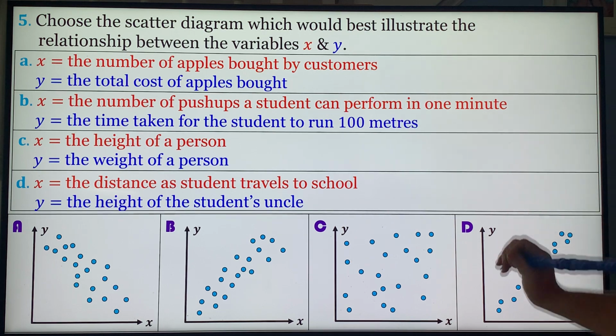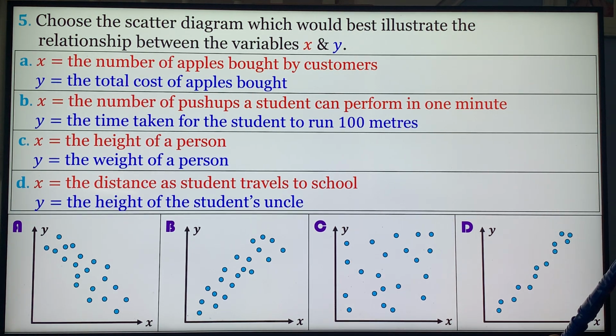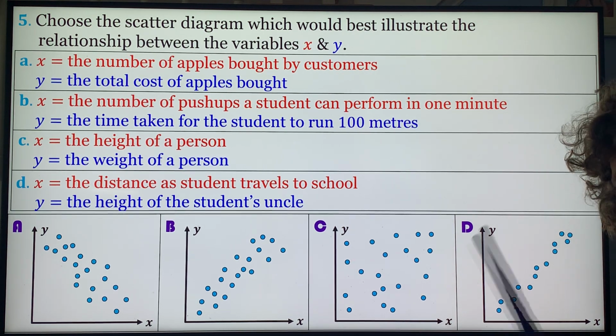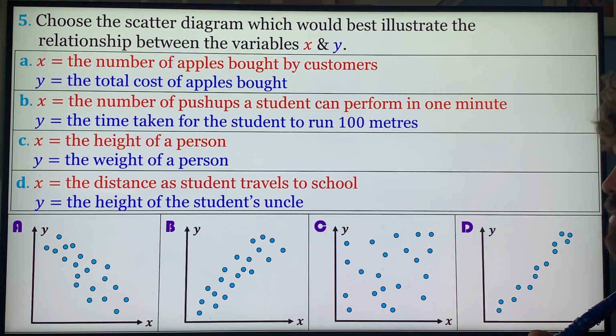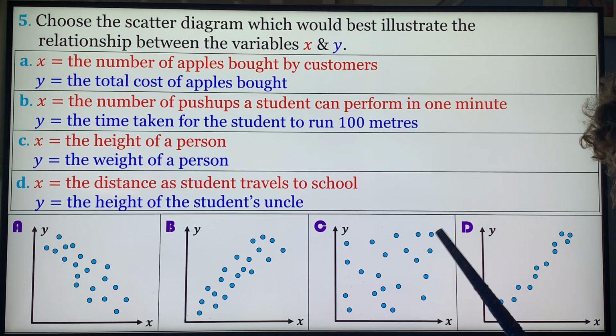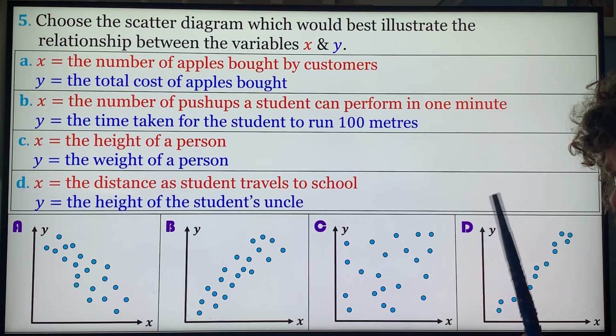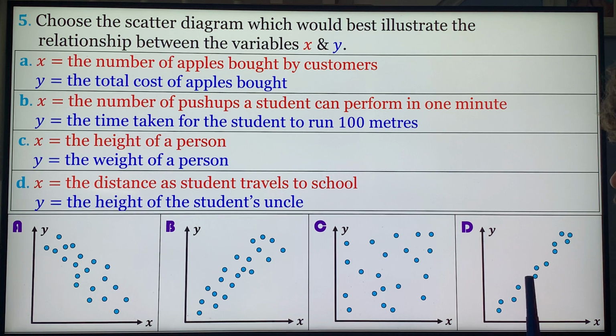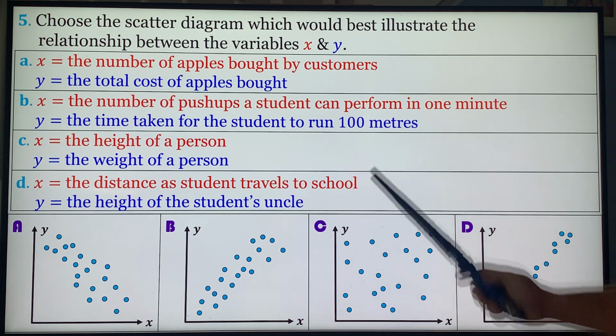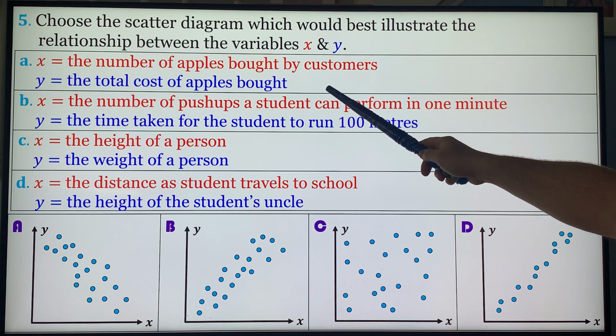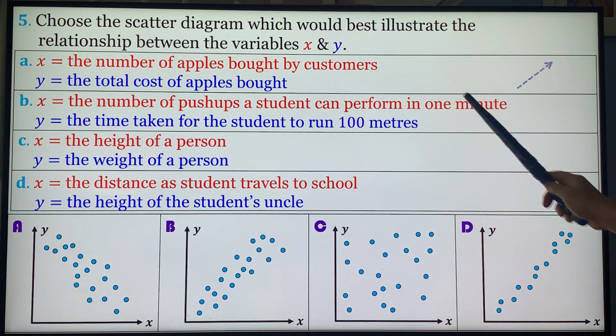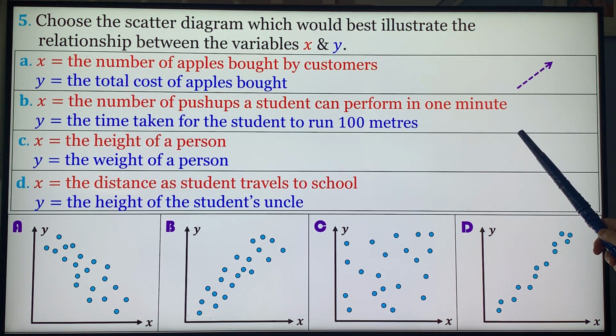So first one, number of apples bought by customers, the total cost of apples bought. So what usually happens to the cost per something, the more you buy? Think of Costco, or BJ's, okay? Those stores sell things in bulk. Because they sell things in bulk, the cost of all that stuff you're buying is actually cheaper. So the more apples you bought, the total cost of the apples is what? It decreases.